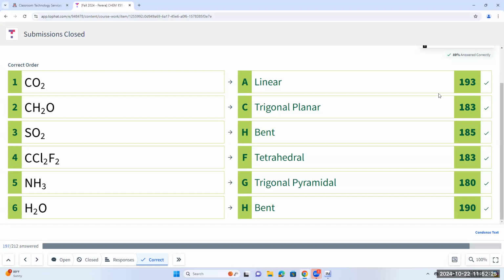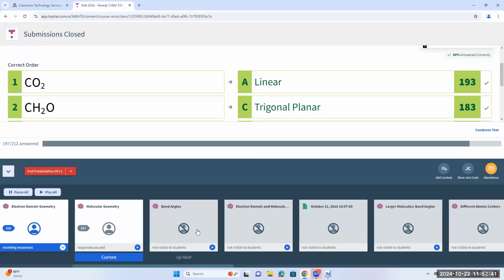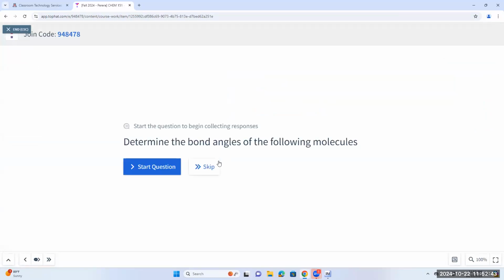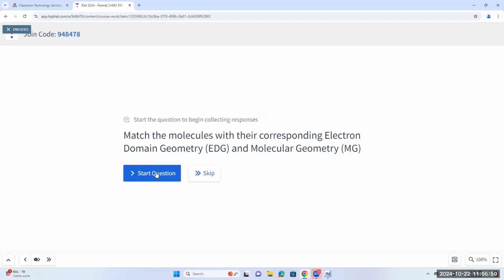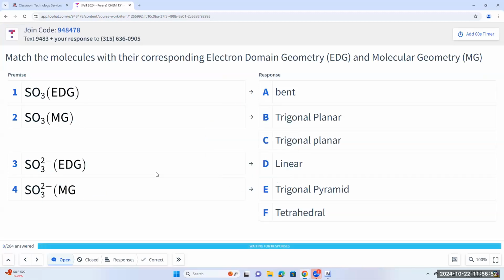Okay. So you can use the chart we made, but try to imagine these shapes in your head when you're trying out these problems as well. And it's going to help you definitely with your exam 3B. Right? Okay. So with that, let's try this. Bond angles as well, just for fun. EDG is electron domain geometry. MG is molecular geometry.